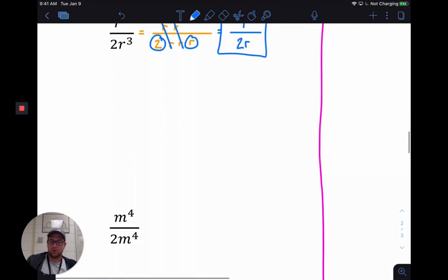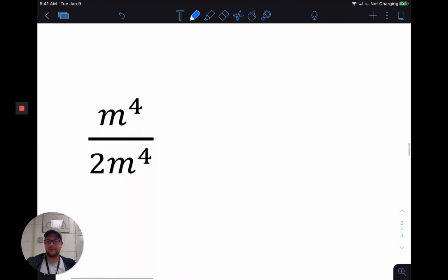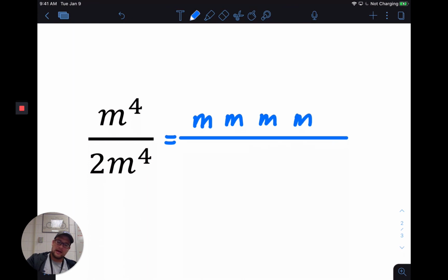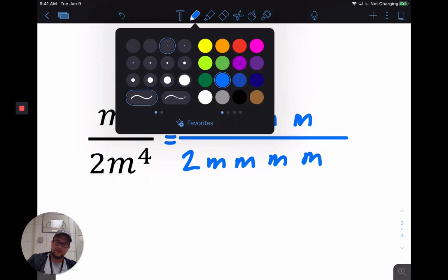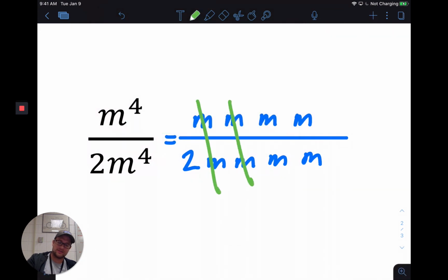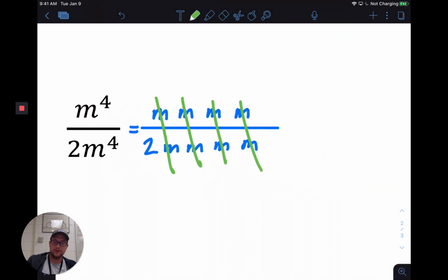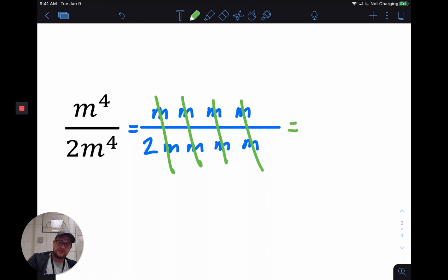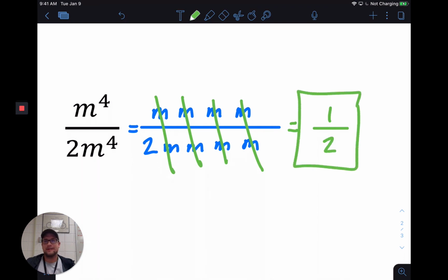Moving on to the problem below it. Again, we see we have another dividing one. So let's string this out. M to the fourth is m times m times m times m. Let's do another one. And on the bottom, I'm going to have the 2, and then 4 m's as well. We can cancel our m, cancel our m, cancel our m, cancel our m. It looks like everything up top was canceled, so we're going to hold the top with a 1. And then on the bottom, we're only left with that 2, making 1/2 our final answer.